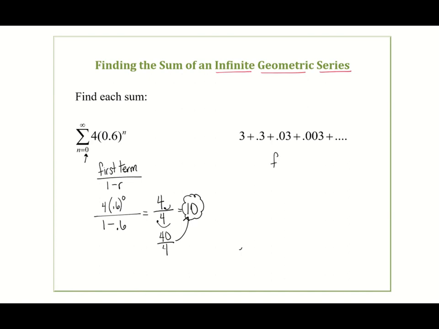In the second one, we're going to use that exact same formula again. We're going to do the first term divided by 1 minus r. The first term in this case, I don't have to do any work to figure out. It's right here in the problem. It is a 3, so I just fill that in.